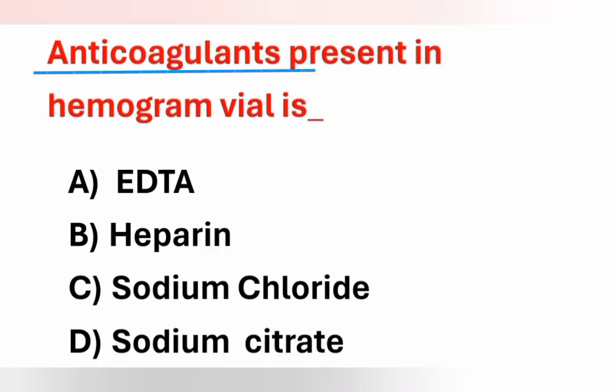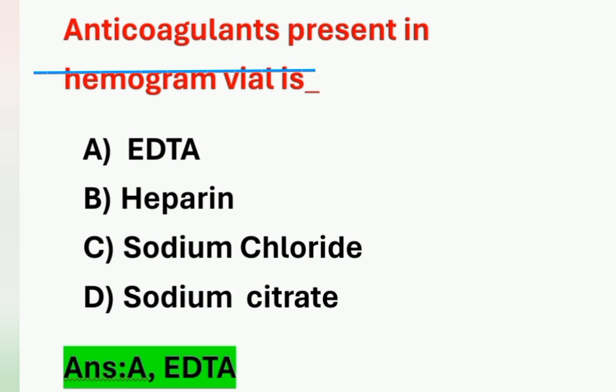Anticoagulant present in hemogram vial is: option A EDTA, option B heparin, option C sodium chloride, option D sodium citrate. Which anticoagulant is used in hemogram vial? It is EDTA. Option A is the correct answer. Hemogram vial is an EDTA vial.